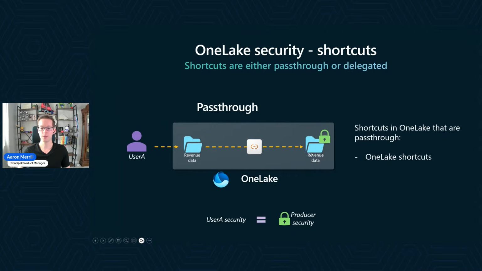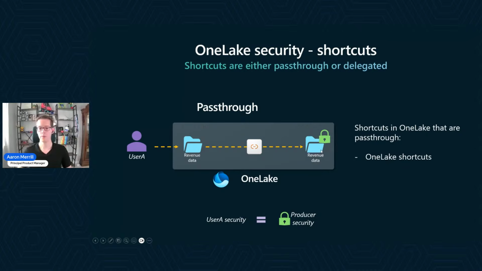So you have some security set up on the producer that determines what the user is able to see. So if the producer says user A can only see rows for the United States of America, that means when they query the shortcut, they will only see rows for the United States of America. They don't have any ability to change the data that they have access to. And in order to see it, they must have access to it on the producer side. This is what we call a pass-through shortcut.